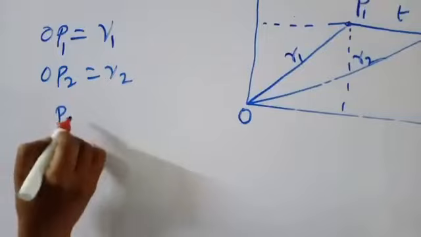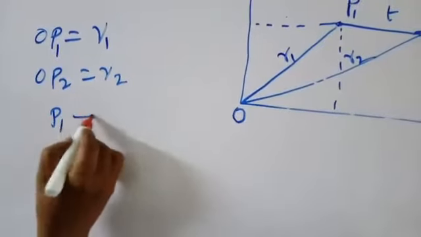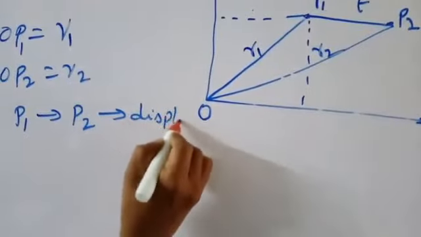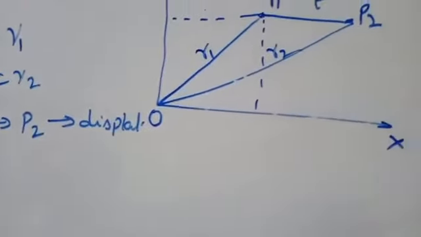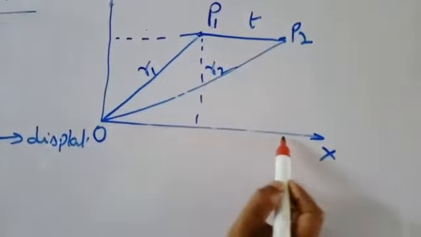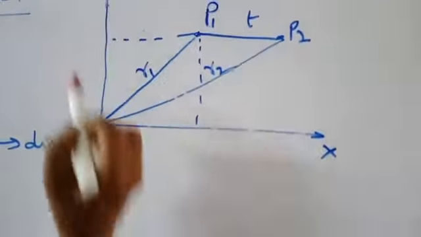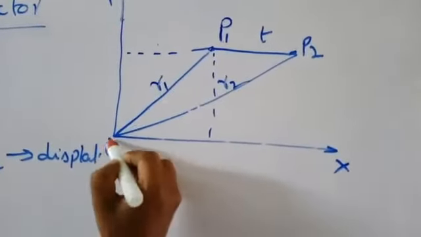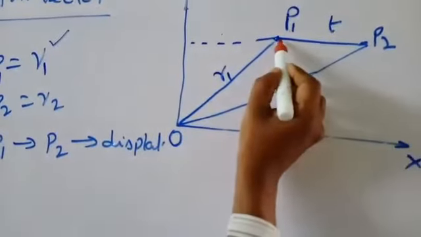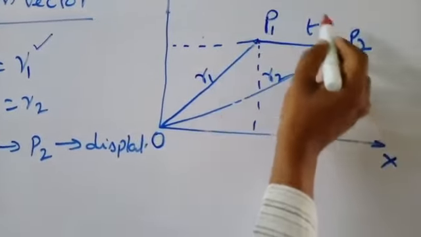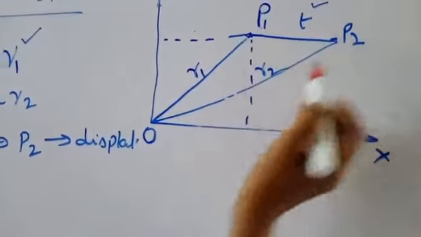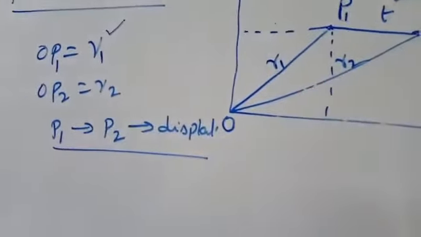Here P1 to P2 is the displacement vector. The position vector of P1 is represented in the coordinate system by x and y coordinates, that is OP1 is equal to R1 bar. And this P1 is displaced from here to here in a given time t. So that is the displacement of P1 to P2, which is called the displacement vector.